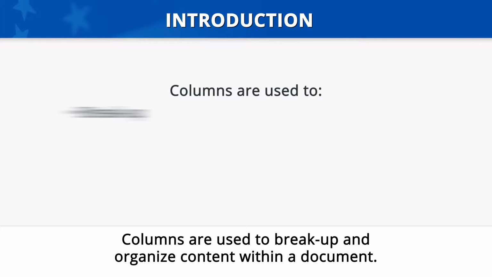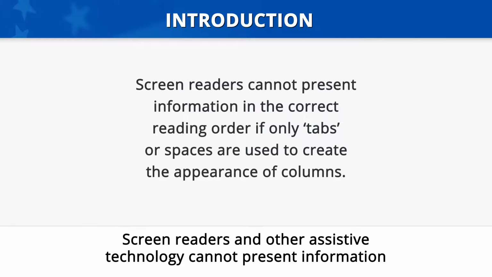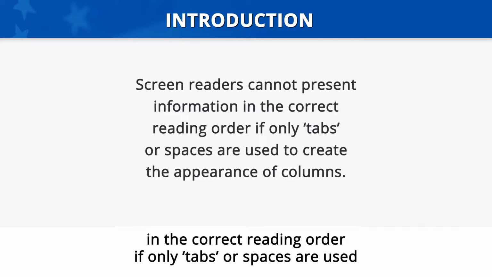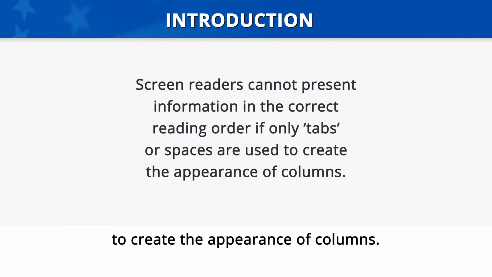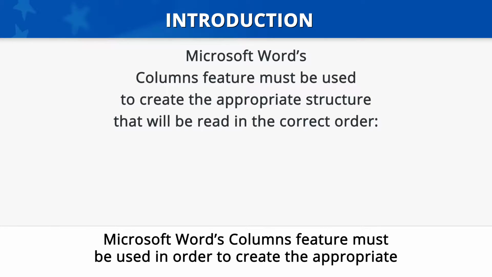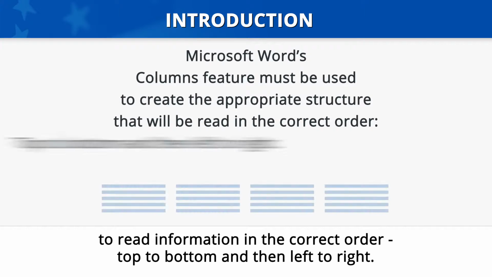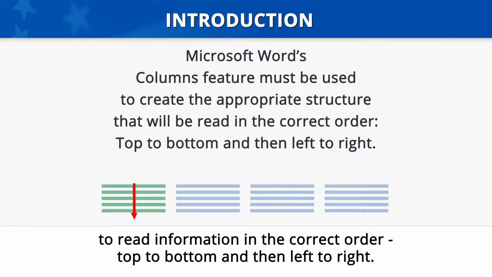Introduction. Columns are used to break up and organize content within a document. Screen readers and other assistive technology cannot present information in the correct reading order if only tabs or spaces are used to create the appearance of columns. Microsoft Word's columns feature must be used in order to create the appropriate structure that screen readers and assistive technology use to read information in the correct order, top to bottom, and then left to right.